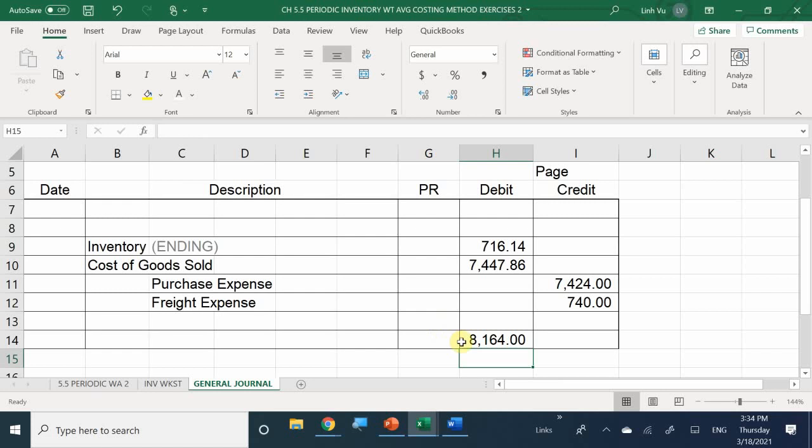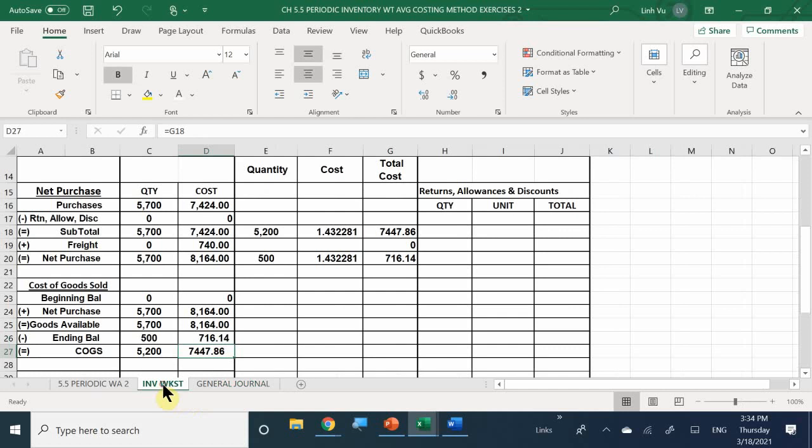Right. Here I get 8164 even on the left, and I get an even 8164 on the right, which matches my inventory that is goods available. Okay.